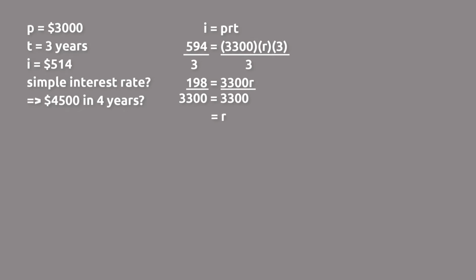We're going to go ahead and divide 198 by 3,300. We'll do that right here. 198 divided by 3,300. So the interest rate is less than 10% because 3,300 will not go into 1,980. So we put a 0 here, add another 0, and we're looking for how many times will 3,300 go into 19,800.